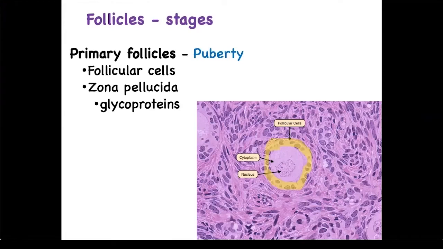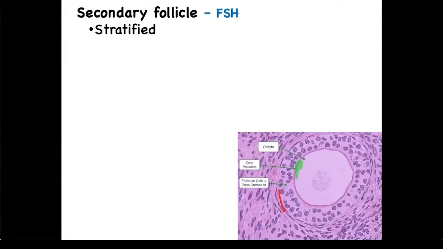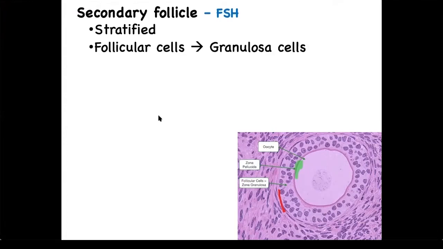Highlighted now are the follicular cells, and that is the primary oocyte. The follicle continues to grow. The cells proliferate. Recall that that means that they divide to form a stratified layer. Once the stratified layer appears, the follicular cells will be called granulosa cells.